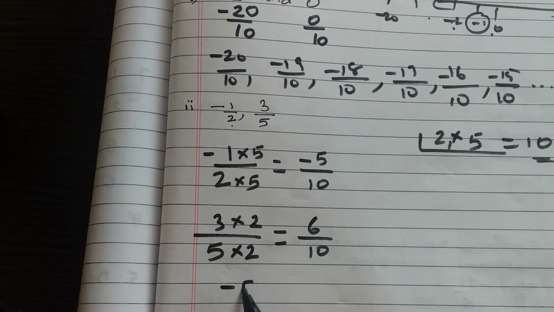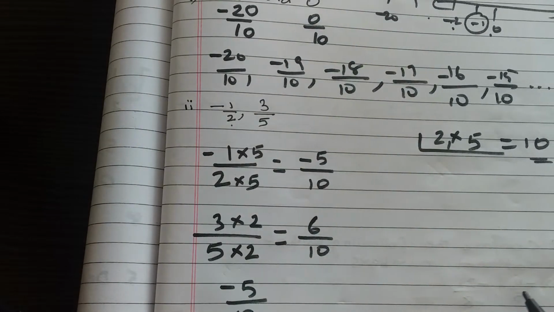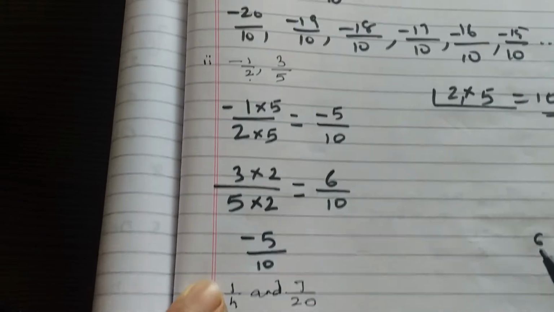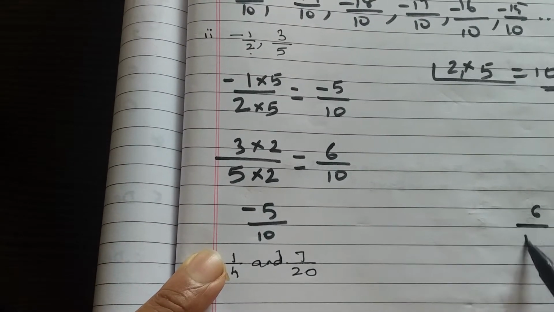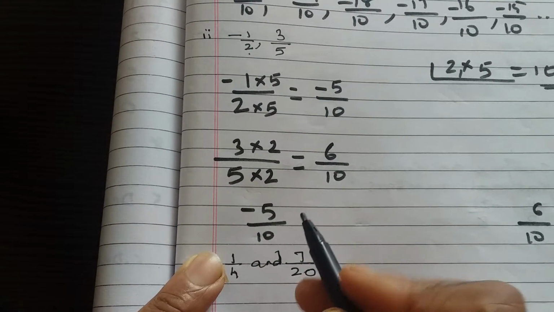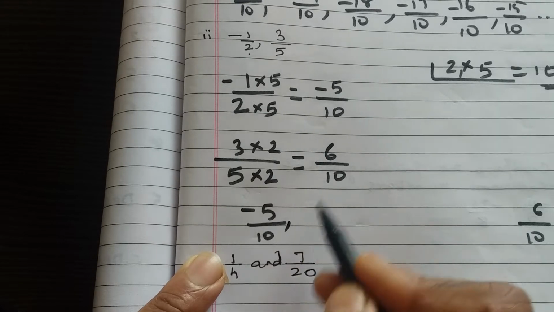Now between -5 by 10 and 6 by 10, how many can we find? 5 numbers or more than that also we can find. So before minus, what comes?